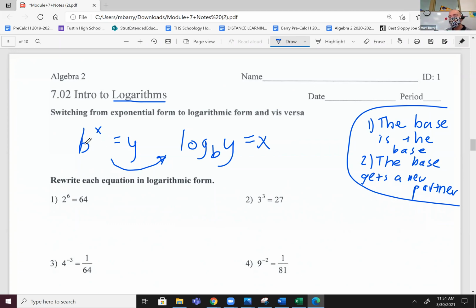So what do I mean by that? Well, if we look back at the base right here, I would say the base's partner is x, right? The base is with x, and then y is all by itself, okay? But what I'm saying is that when we switch it, the base stays the base, but the base doesn't want to be with x anymore. It's sick of x, okay?